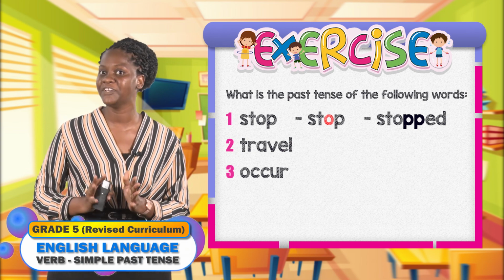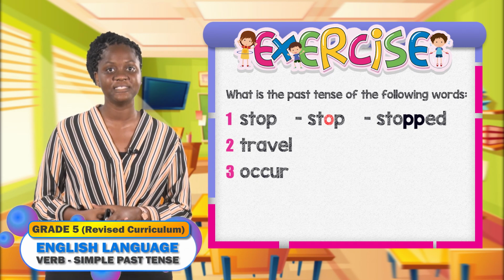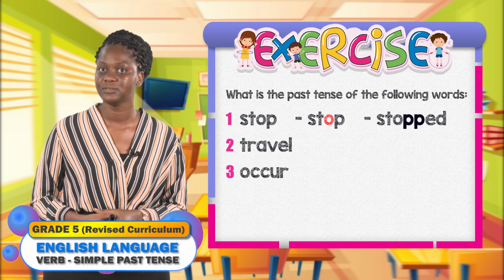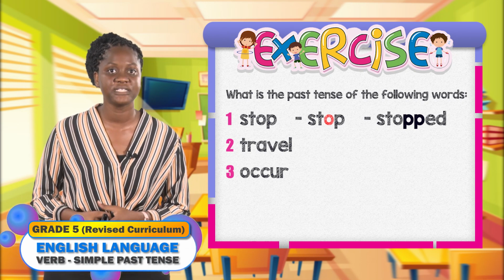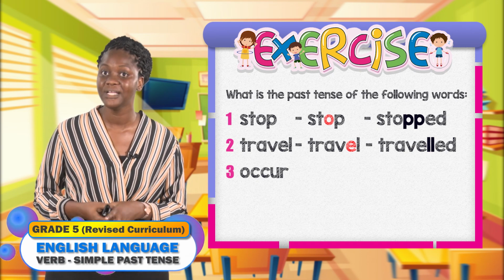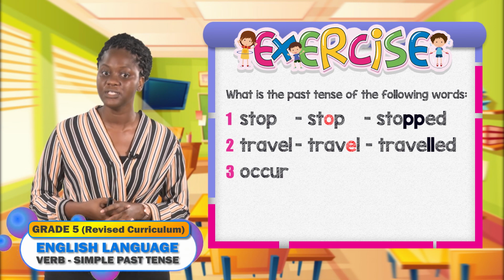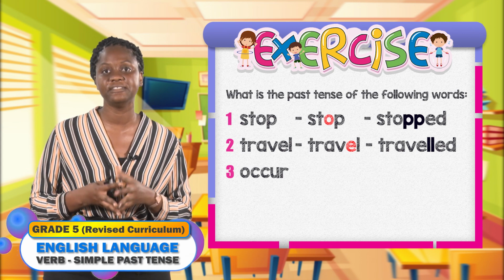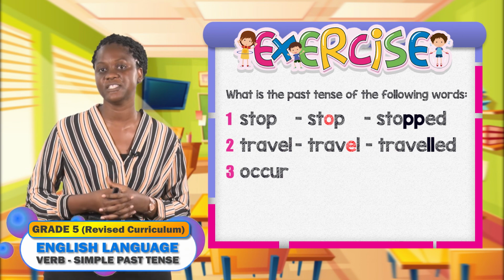I'm sure you have in your exercise books S-T-O-P-P-E-D, stopped. Great. What about travel? Yes, the last letter again is a consonant, L. But before L, we have a vowel, E. So therefore, we spell traveled, T-R-A-V-E-L-L-E-D.